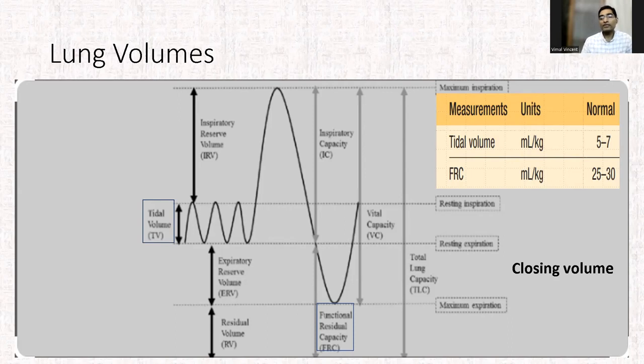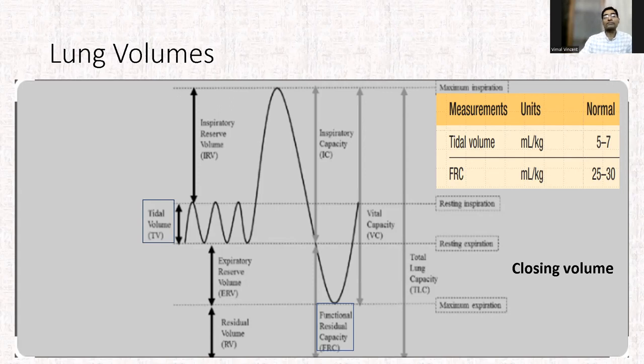Another aspect you have to be aware of is the closing volume. This is the volume of air in the lungs when the alveoli start to close. Usually this closing volume is less than the functional residual capacity. At functional residual capacity, usually all the alveoli are open. But in some conditions, like RDS or pneumonia, the closing volume can be more than the functional residual capacity. So at the functional residual capacity, more alveoli may be closed.